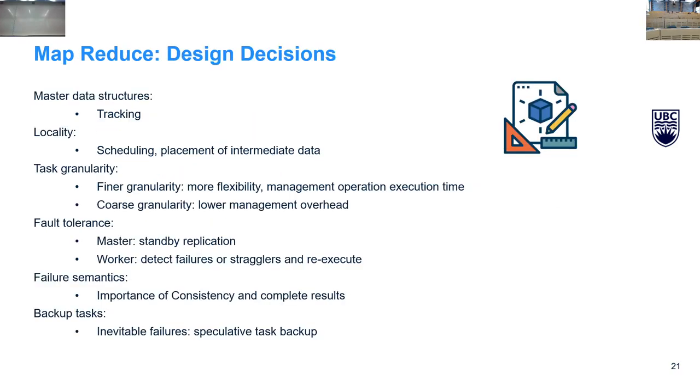The design decisions in MapReduce revolved around all of these master data structures around tracking. Where are things currently scheduled? Where is the data? What tasks have completed? What tasks still need to be done? When's the last time I heard from somebody? All of that stuff. We've been doing many of these things in the projects as it is. We have this additional consideration of locality. The data locality is really important here.